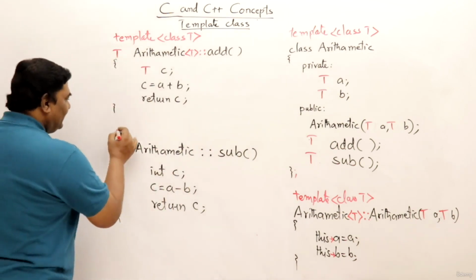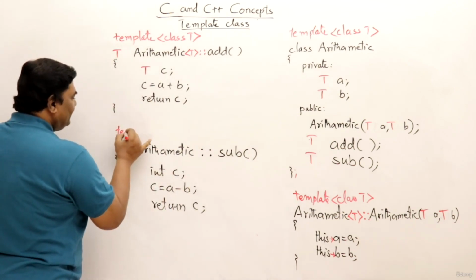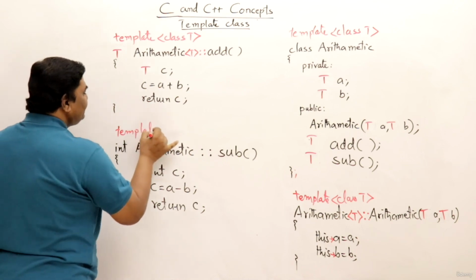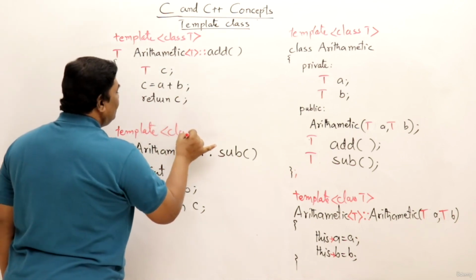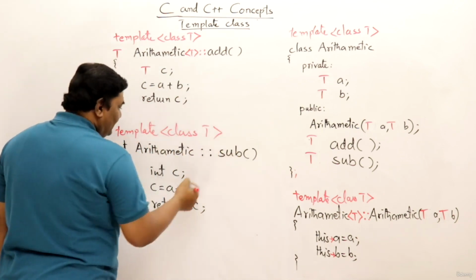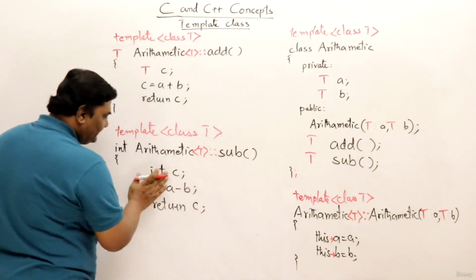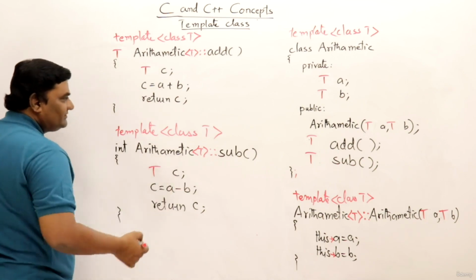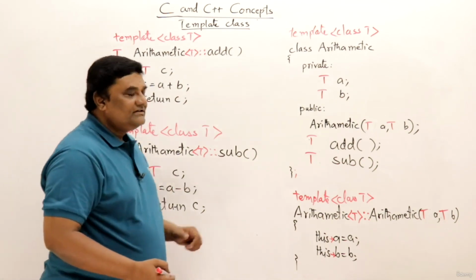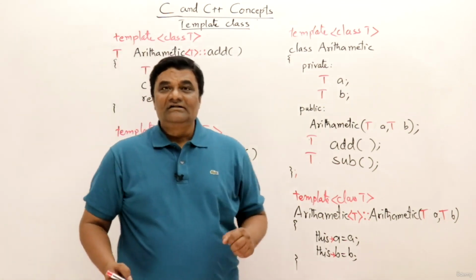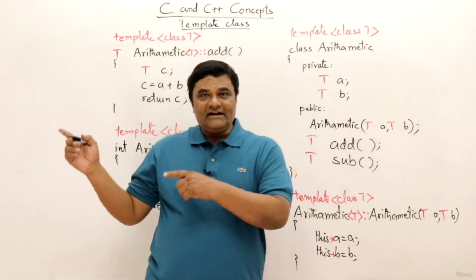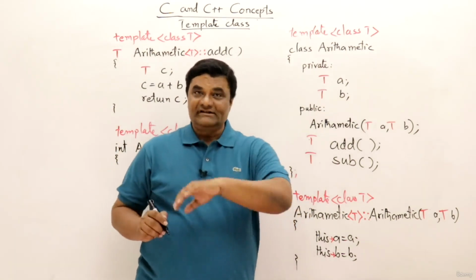Now, this ends. Again, for this, I should write down a template class T. Then here, for the class, I should write T here and scope resolution, and this also I should change. So that's all. This class has changed to a template class. Now I will write down the main function. I will use this template class.